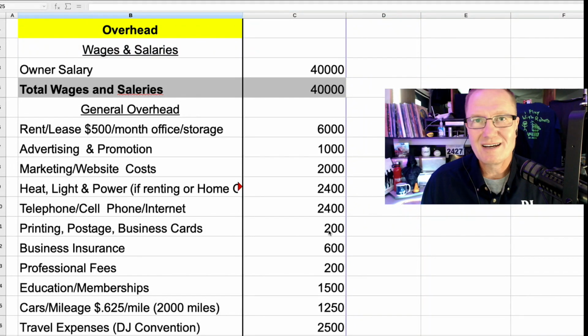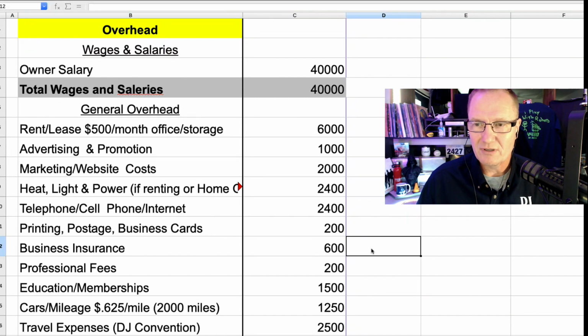Postage, printing, business cards. If you do much of that, it's going to be somewhere between $100 and $200 a month, or $200 a year. So I just put that in as a yearly number. And these again are all yearly numbers that we're looking at right here.